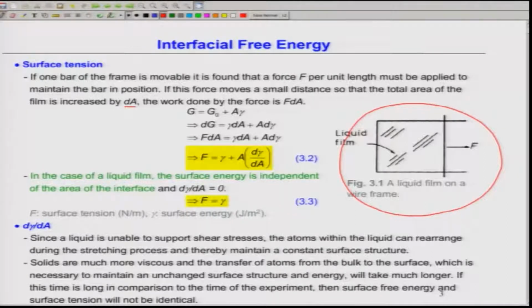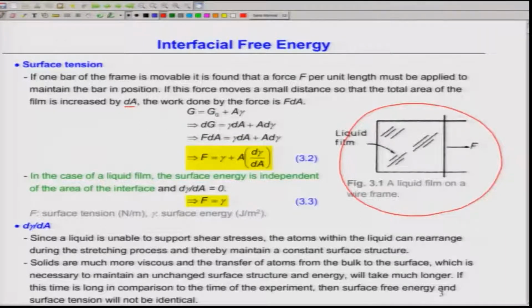So, because of this force, the work done is what? Work done is nothing but force multiplied by how much the surface area increases, that is F into dA. So, we know that dG is basically G0 plus A gamma that I have shown. So, dG is nothing but gamma dA plus A d gamma, right. That is obvious because G0 is constant, it does not depend on anything, it is basically bulk free energy. At a constant temperature and pressure this has no change.